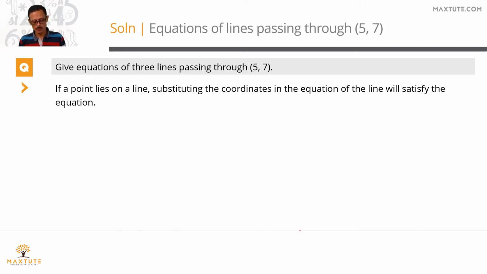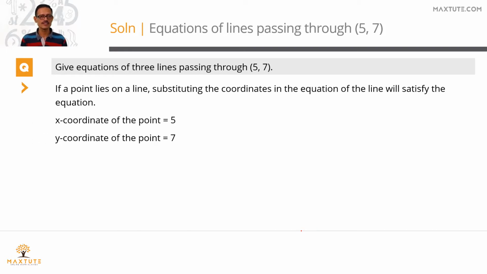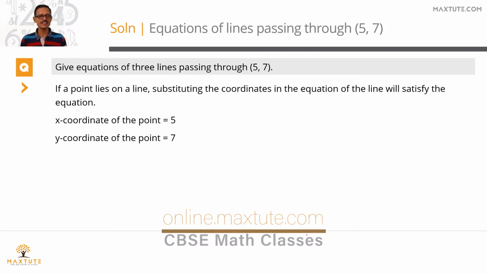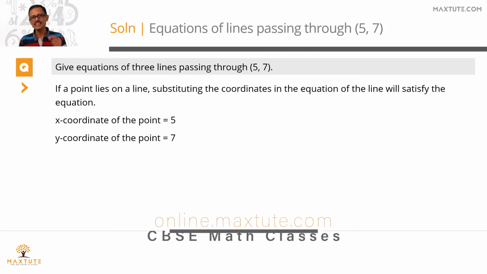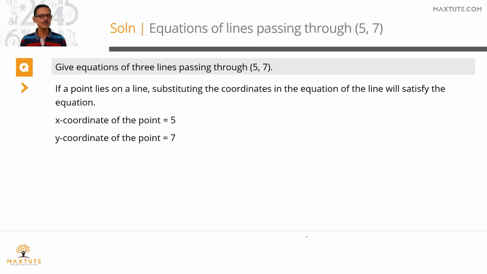What's the x coordinate of our point? 5. What's the y coordinate of our point? 7. So we need to frame such equations in which if I substitute x as 5 and y as 7, it will satisfy it. The equation is given, it's easy to find out. Someone gave us the equation, plug in x as 5, plug in y as 7, check out whether it satisfies. You can say whether the line is passing through the point or the point is lying on the line. Now the point here is we need to frame such equations. How do you go about it?